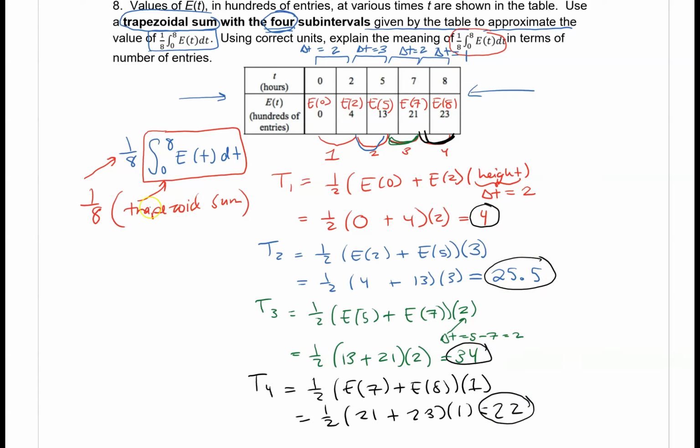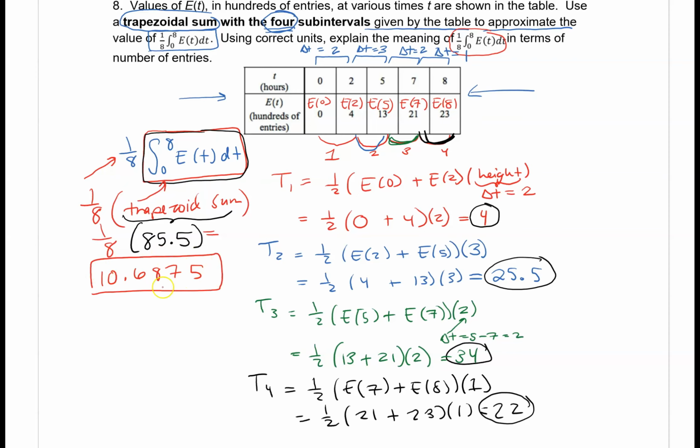And remember, that trapezoid sum will give me the value of the integral part. So I add those up and I get 85.5. Now that's the value of the integral from 0 to 8 of E(t) dt. But this then wants me to multiply that by 1/8, because it wants me to find the value of 1/8 times the integral. Okay, so what is that? That would be 10.6875.